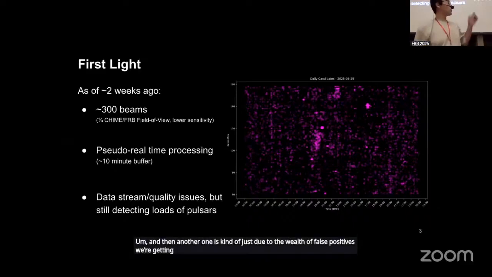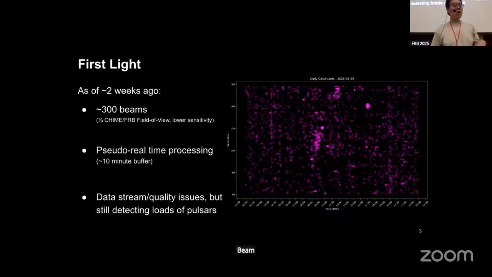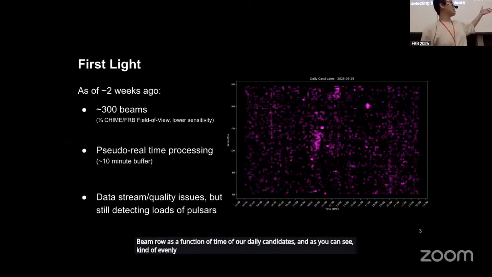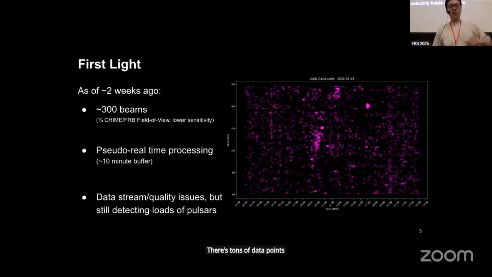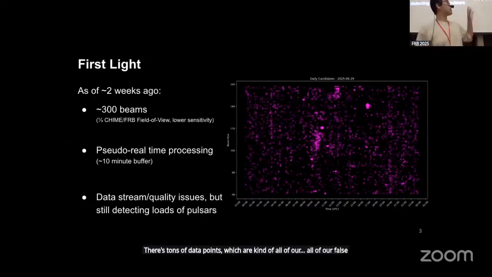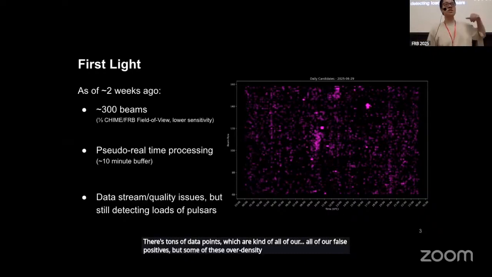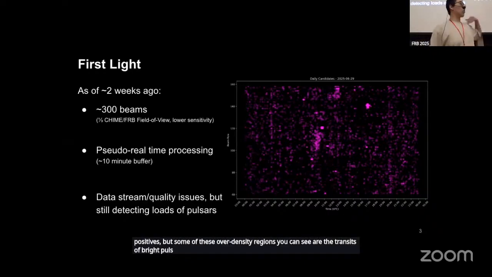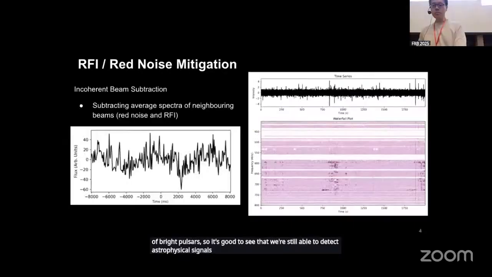So on the right here is a plot of beam row as a function of time of our daily candidates. And as you can see, evenly distributed throughout, there are tons of data points, which are all of our false positives. But some of these overdensity regions you can see are the transits of bright pulsars. So it's good to see that we're still able to detect astrophysical signals.